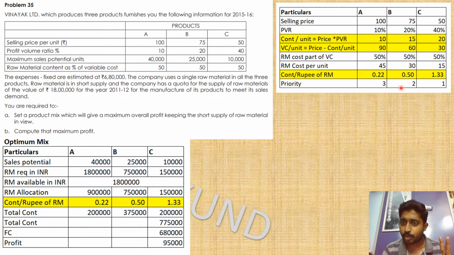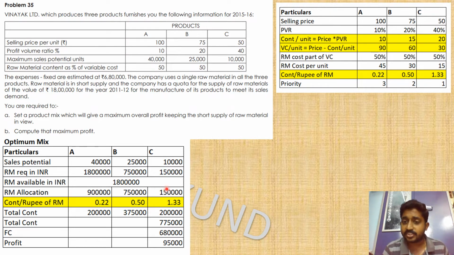We have given the second priority for B. And for B, whatever is the requirement, I have 18 lakhs, 1.5 lakhs is allocated. In the balance, 7.5 lakhs I am allocating. So 7.5 lakhs to B and 1.5 lakhs to C, total 9 lakhs I have allocated. So the balance I am left with is only 9 lakhs. So only that 9 lakh I can give to product A.